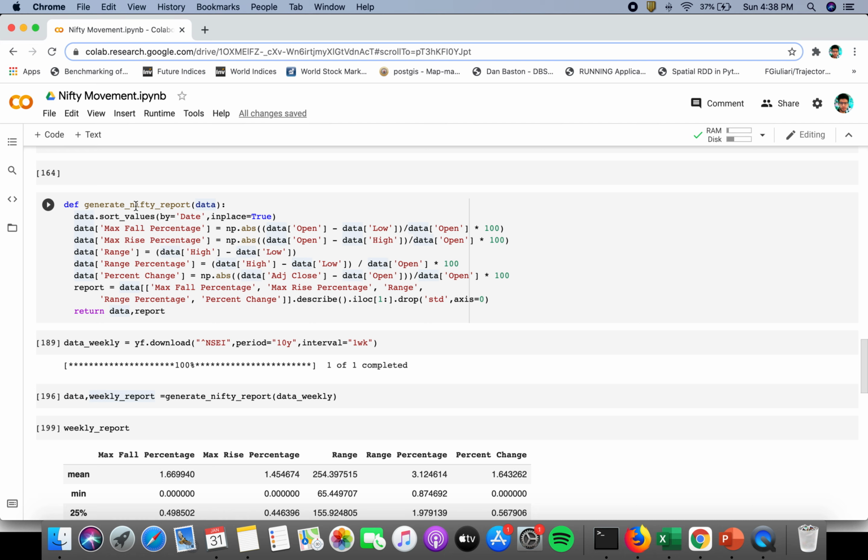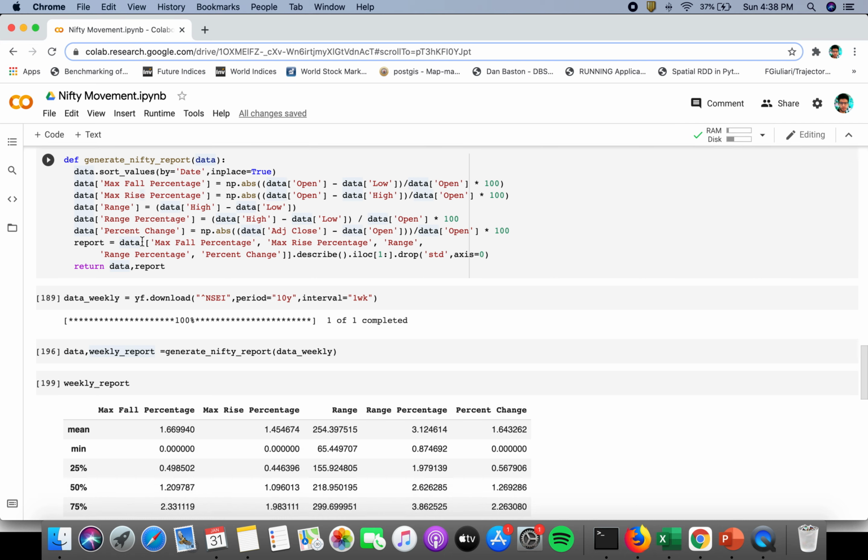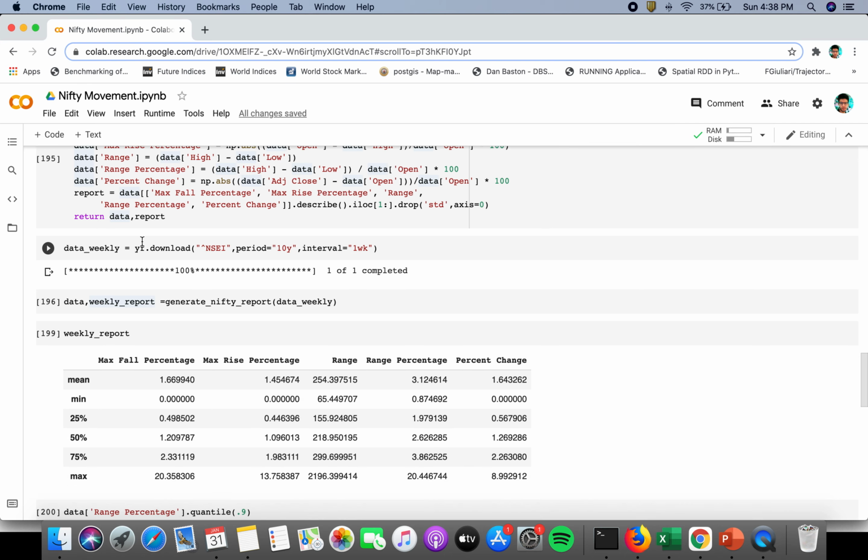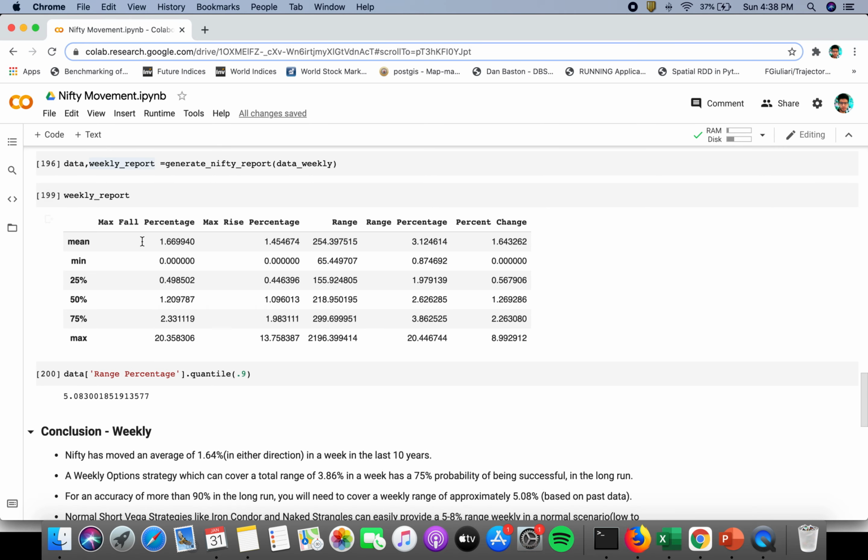So this is basically a generic function that I wrote. Just ignore this part. You don't have to focus on the programming. And what we have for the weekly report is this. Again, we have a pretty similar report as we did for the monthly range.